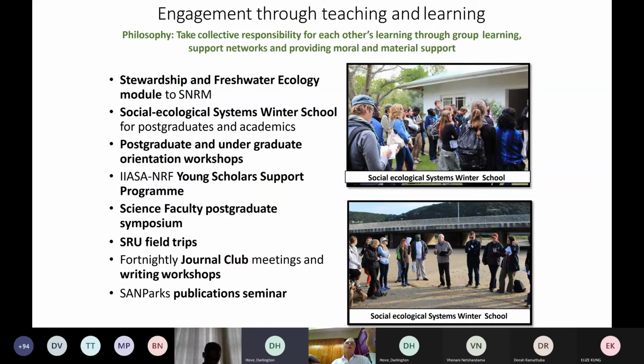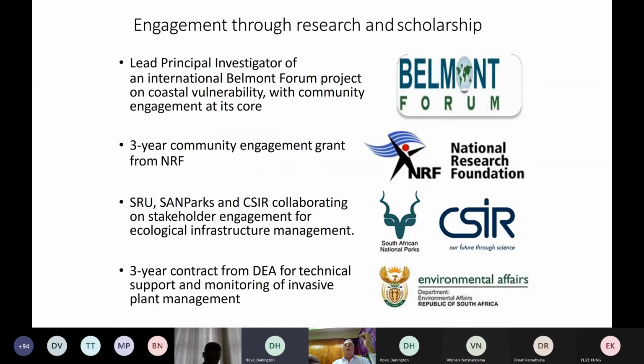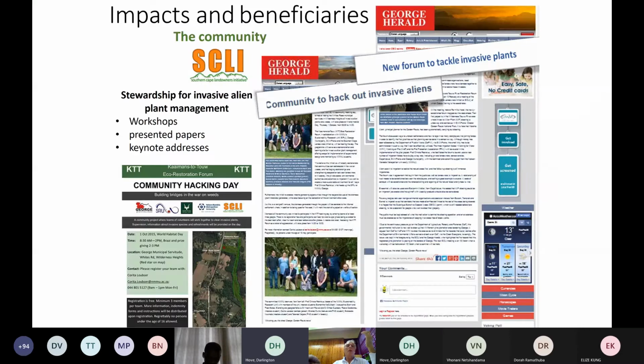Engagement through teaching and learning. What else do they do as well? The different approaches: take collective responsibility for each other's learning through group learning, support networks, and providing moral and material support. And those are some of the activities that they have. And then through research, this particular unit, the last 2 years, they've been the lead principal investigator, International Endowment Forum on Coastal Vulnerability, because we're looking at that particular area. They got a community engagement grant, and then a 3-year contract from the Department of Environment Affairs, working on this particular project. CSRR is working with them.